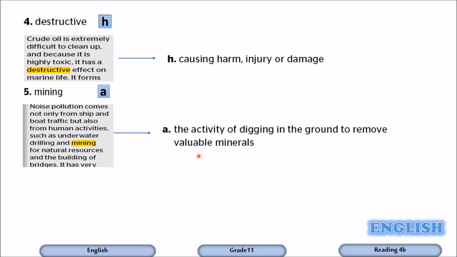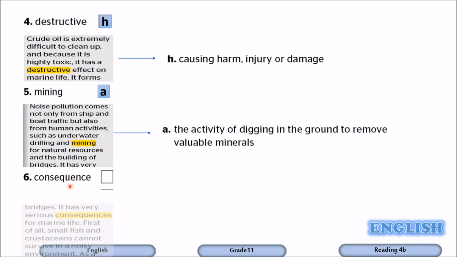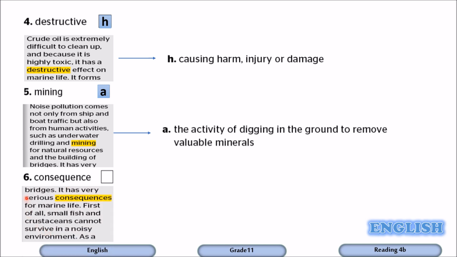Let's move to number 6. And the word consequence. The consequence of something. You remember the word result? Yes. So let's read it from the context. And let's read the previous sentence. Noise pollution comes not only from ship and boat traffic, but also from human activities such as underwater drilling and mining for natural resources and the building of the bridges. What do these things have?